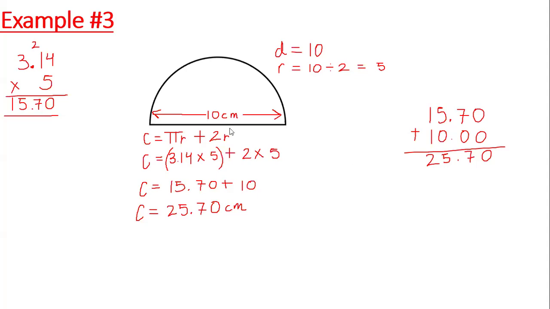Very good. So now that you have the radius, you have to use the formula, which says pi r plus 2r. That's the formula. Pi r plus 2r. Understand that?